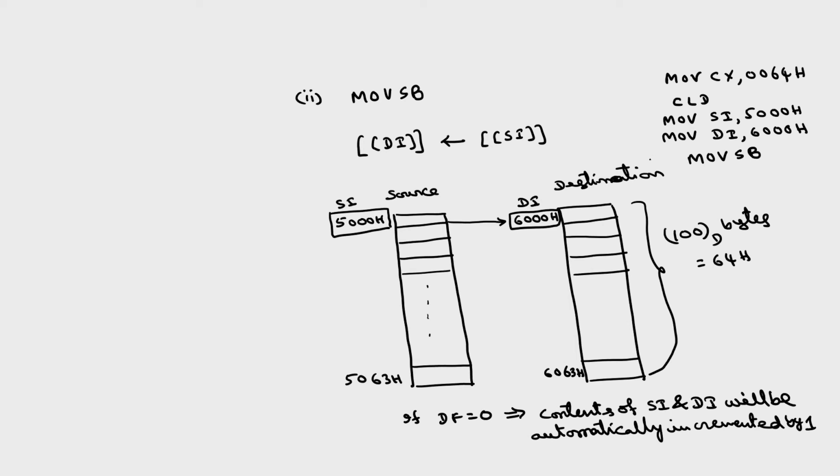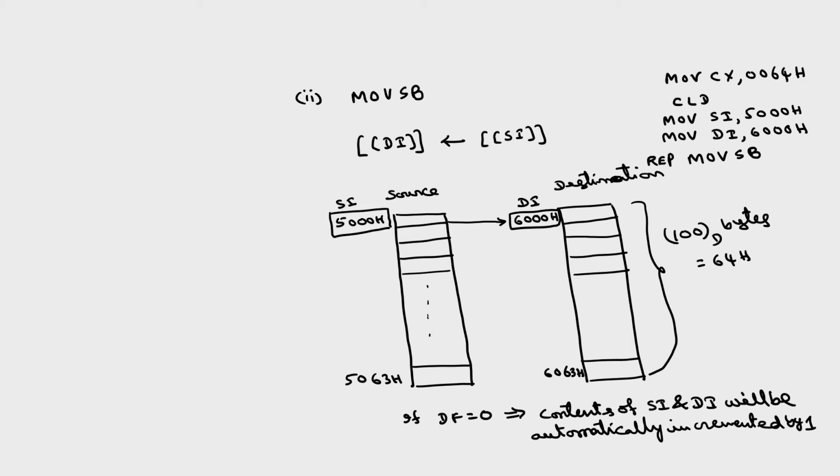If I add a prefix like REP, repeat, which is a 1 byte prefix, this operation will continue until CX is equal to 0. By default, the register is CX. So this move string byte will be executed that many times, that is 100 times. And because the direction flag is reset, the contents of SI and DI will be automatically incremented. After 100 bytes have been transferred, the program will come out of the loop. This is how we can transfer 100 bytes from source to destination using the move string byte instruction.